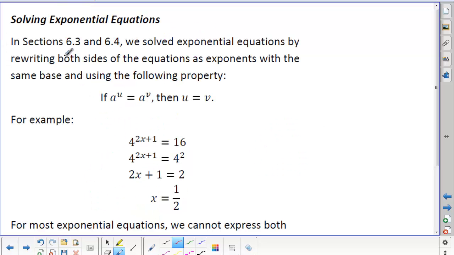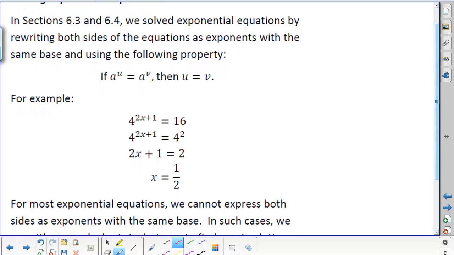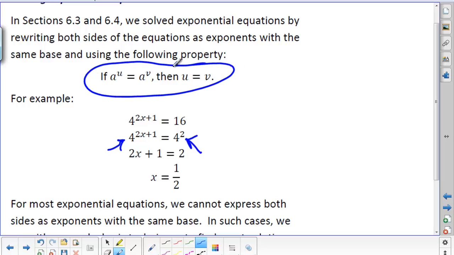On to the next. Those are all logarithmic equations. Now we're going to look at some exponential equations. We had a method for solving exponential equations where we would set both sides up as powers of the same base. Just notice what we've got here, both powers of 4, and then just set the exponents equal to each other using this property right here.